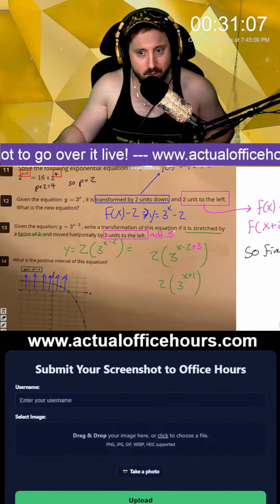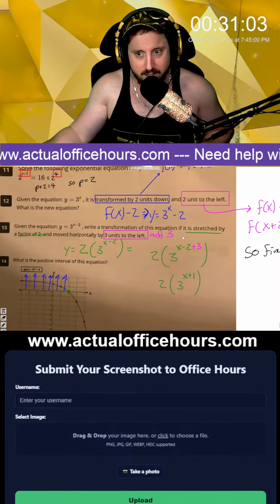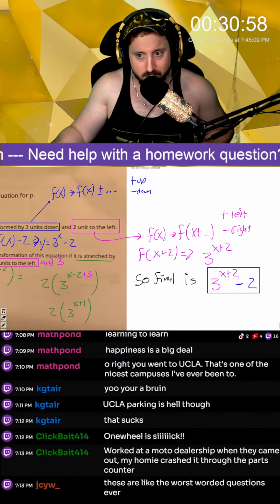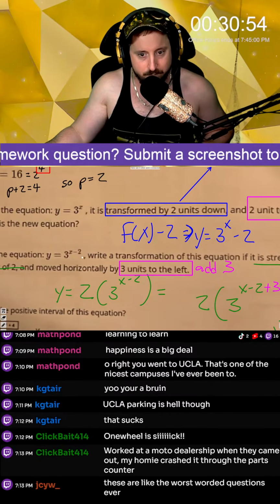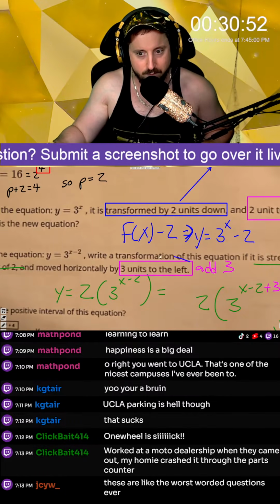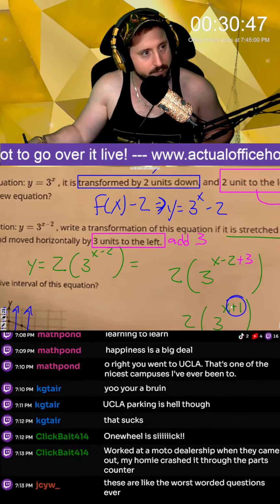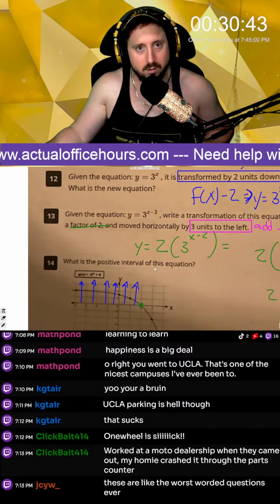No, it's not. So if you're moving horizontally, you need to do stuff closer to the x, right? So you have to, this thing is already shifted to the right too. So if you shift it 3 to the left, it's technically shifted 1 to the left. Yeah, you missed the horizontally part.